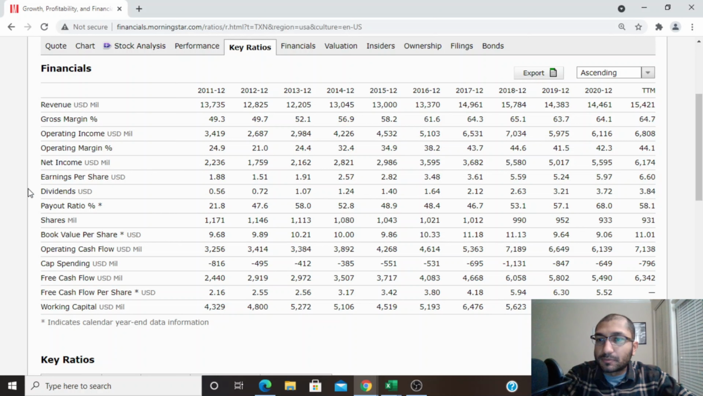Next, looking at the dividends per share. Back in 2011, TI paid out about $0.56 per share as dividend, and for the year 2020, it paid out about $3.72 per share as dividend. Texas Instruments has been hiking its dividend every year for the past 10 years.